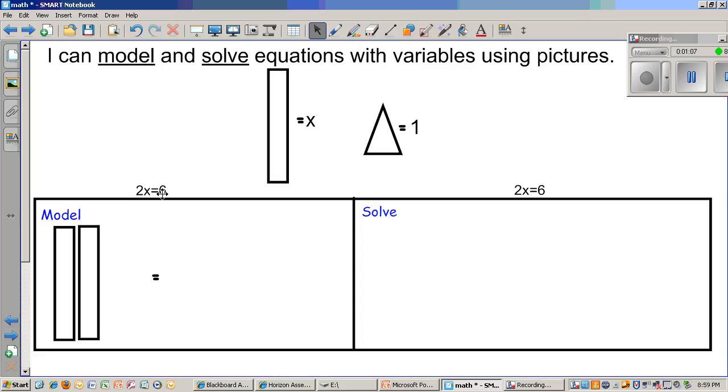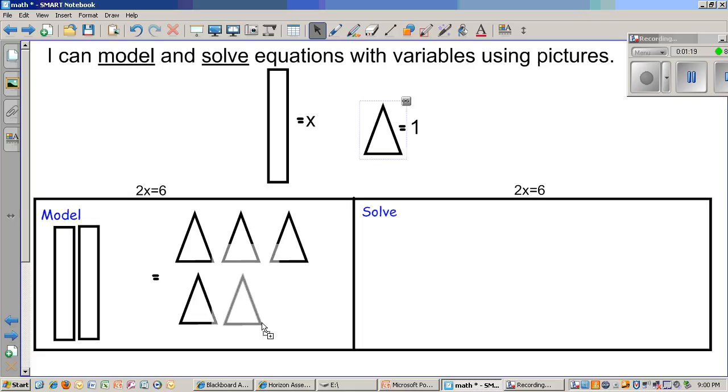So equals 6. If the triangle is equal to 1, how many are we going to take? We're going to take 1, 2, 3, 4, 5, 6. Excellent. So this means 2x equals 6. We've modeled it. Now let's look at how we're going to solve it.